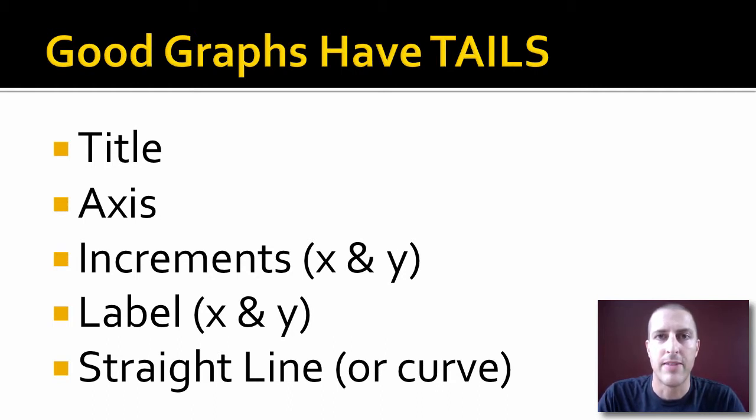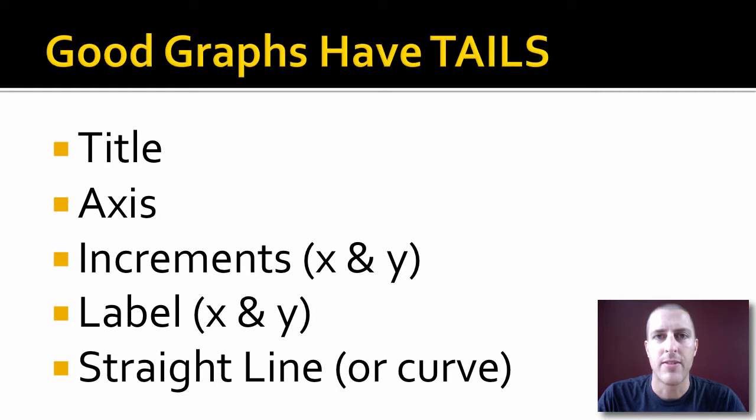Increments, you need to have numbers on the axis, both axes. Otherwise, how are you going to plot the points? You need to label your axes. You need to tell me what the axes are. Is it time? Is it distance? Is it velocity? Got to tell me what that is, and you need to include the units.